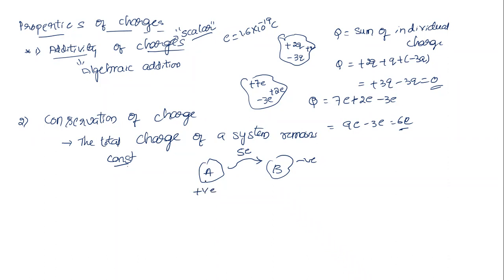And A will become positively charged. So what type of positive charge? It is 5 times e, right? And B will become minus 5e. Now initially they are neutral. Initial total charge of the system is how much? 0. Now the final total charge I need to add up: plus 5e minus 5e. If you add up, how much will you get from property number 1? It will be again 0, right? So this is what we call conservation of charge. Means the total charge of a system remains constant. That is one property.